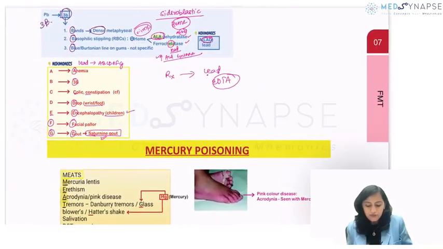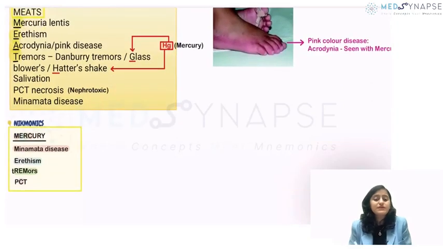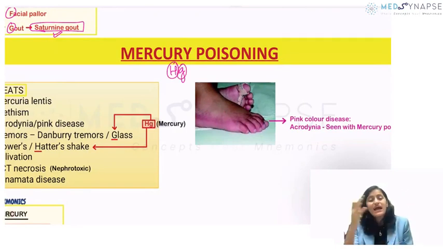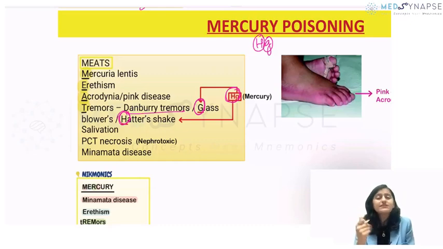Yes. Coming to mercury poisoning. What is the symbol for mercury? The symbol for mercury is Hg. Okay, how do we denote mercury? Hg. So remember, it is Hatter's shake and glass blower's shake. So Hg, the symbol tells you that there is Hatter's shake or glass blower's shake, also called Denbury tremors. The shake is the shaking, the tremors. These occupations, glass blowing and hatters, are where the mercury exposure is there.